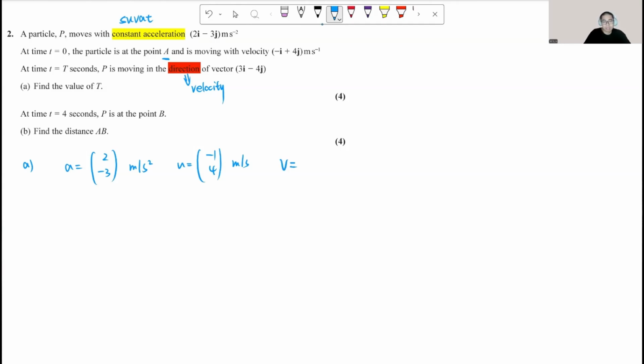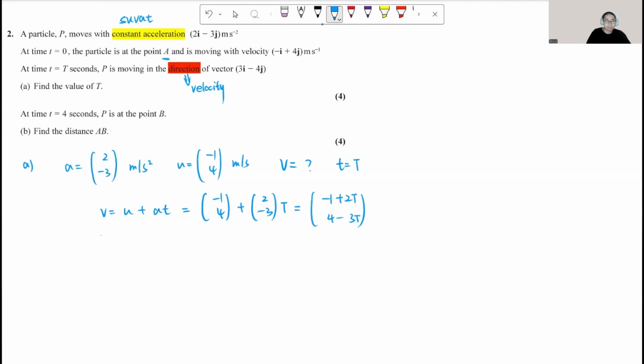So what we need is the velocity at time t, and we let it be the endpoint. So that's what we're looking for, and then we're looking for what the time is at that point. So we know a, we know u, and we need to use t, and we want to work out the final velocity. So we need to use v equal to u plus at. So v equal to u, which is -1, 4, plus a, which is 2, -3, times t, which is capital T. So we can write this as -1 plus 2t, and then 4 minus 3t.